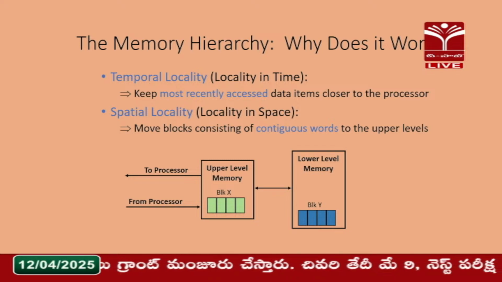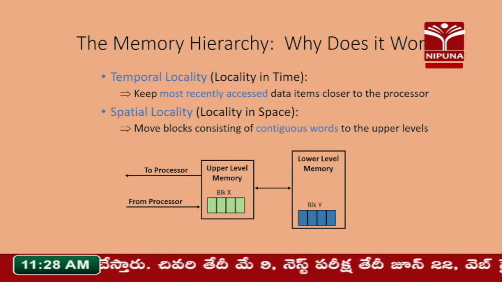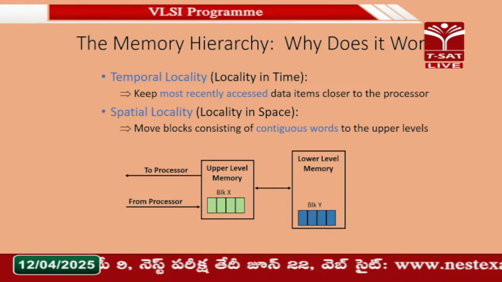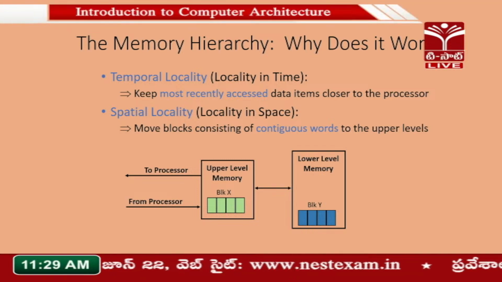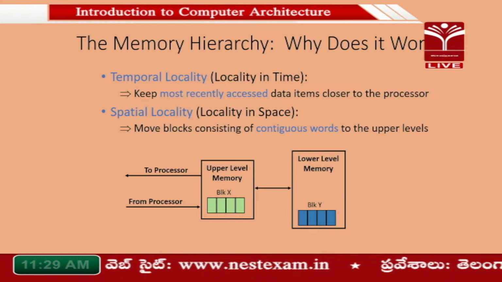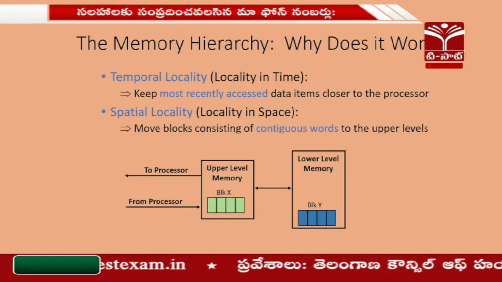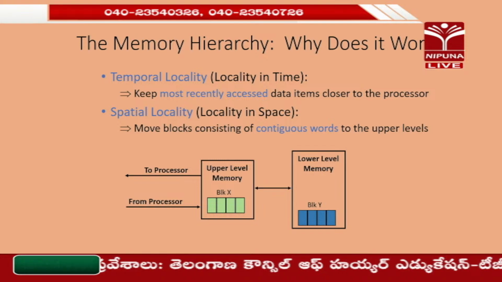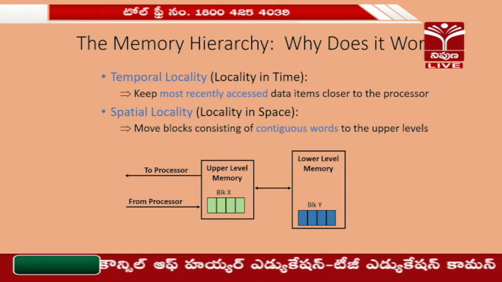And spatial locality means locality in space. So move multiple blocks which are in contiguous space into the cache, so that the CPU may be needing them with high probability in the upcoming cycles. So even though you don't need it now, you are moving multiple blocks which are in close proximity to each other, and that data could potentially be used by the CPU in the upcoming cycles.